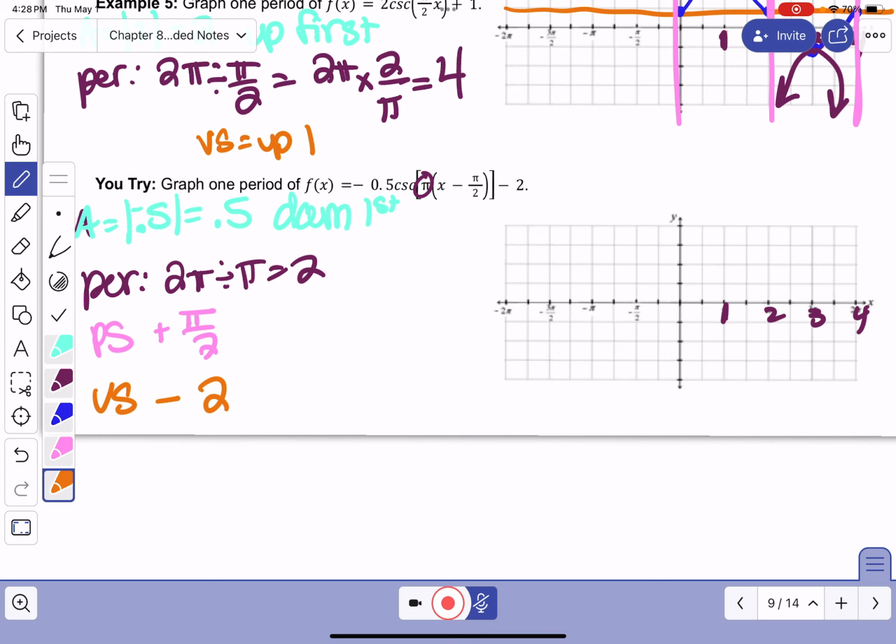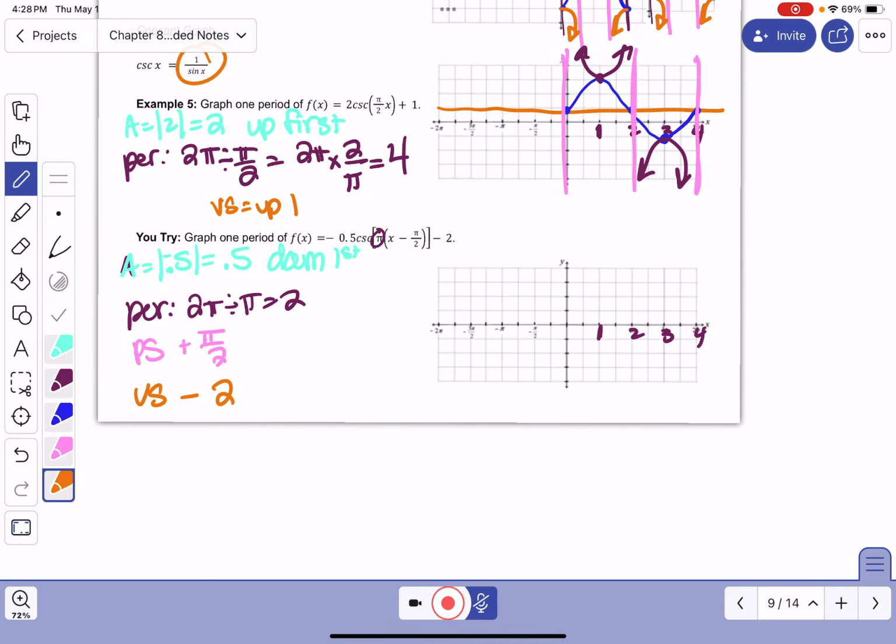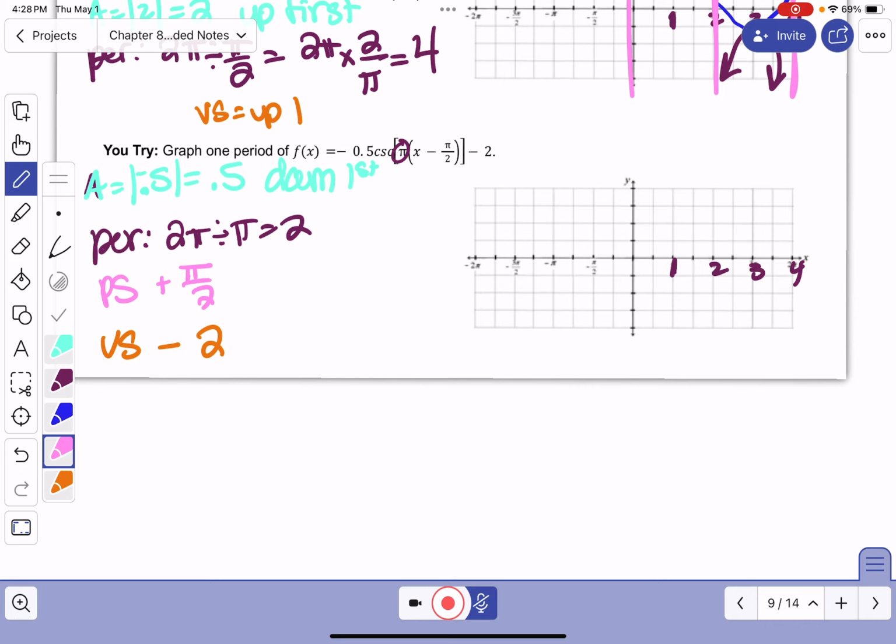2 pi divided by pi is 2. What did I do there? No idea. Okay. So our phase shift is plus pi over 2. So pi divided by 2 is like 1.5-ish. So I don't really know what's helpful. Yeah, well, 1.5. Usually they'll either both have pi's or they both won't.